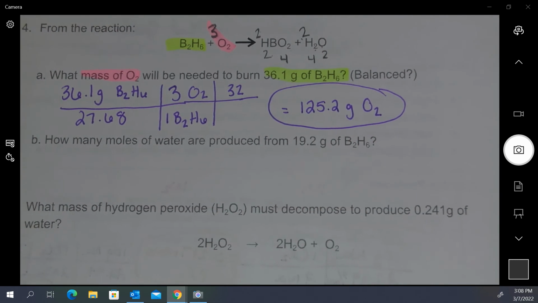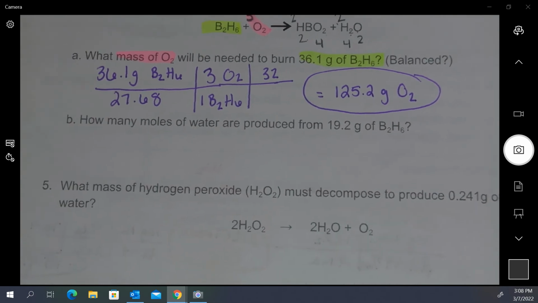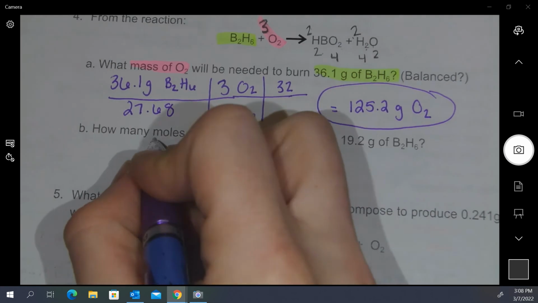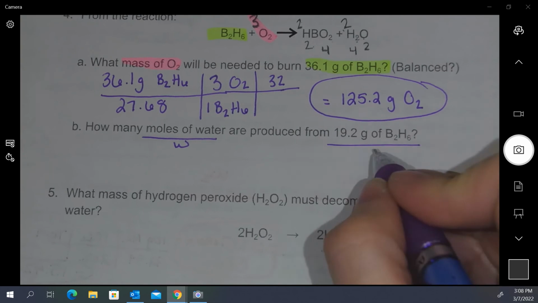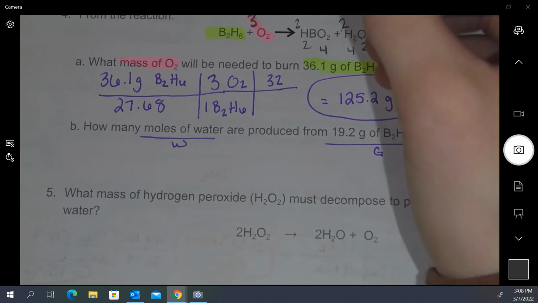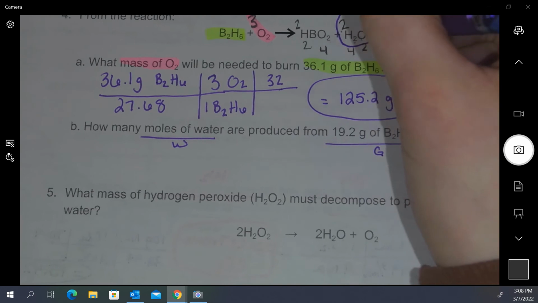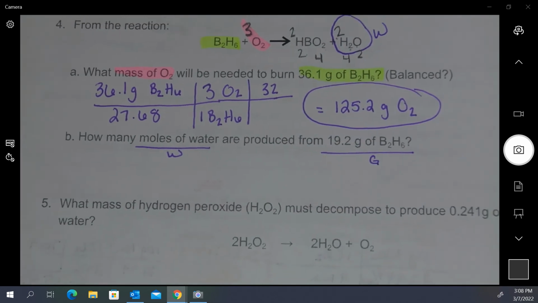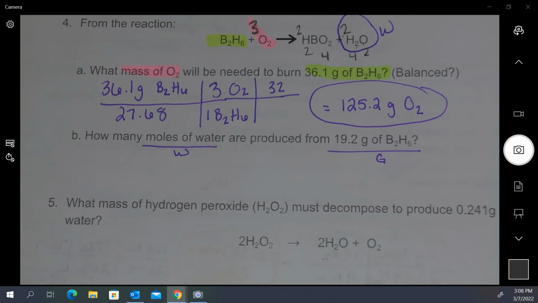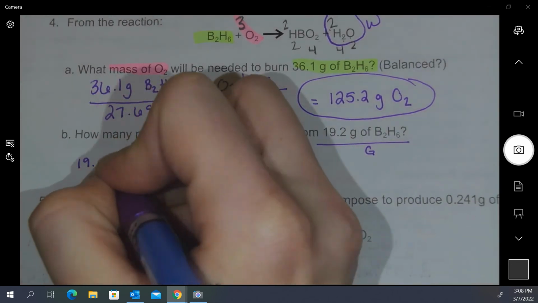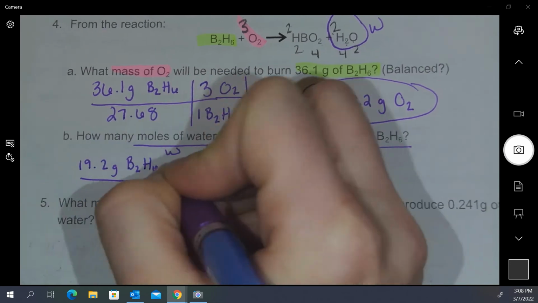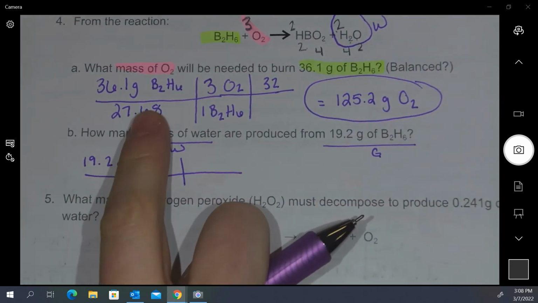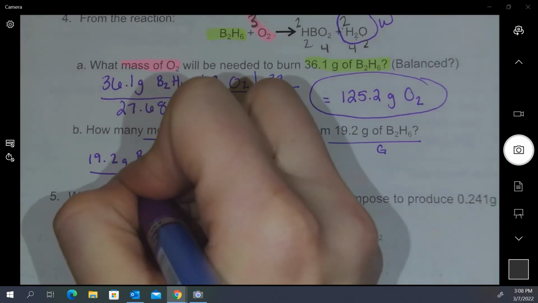Questions on that one? All right, let's look at the next question. Letter B. It says, how many moles of water are produced from 19.2 grams of B2H6? I want water. I'm given B2H6. So 19.2 grams of B2H6 divided by the molar mass, which we calculated right up above, so you can just kind of steal that from there.